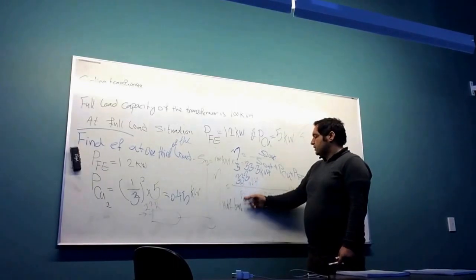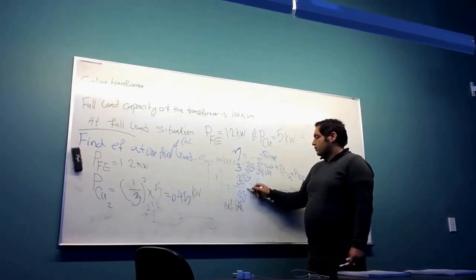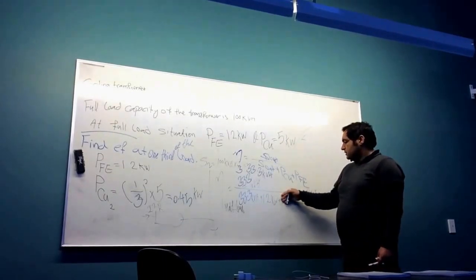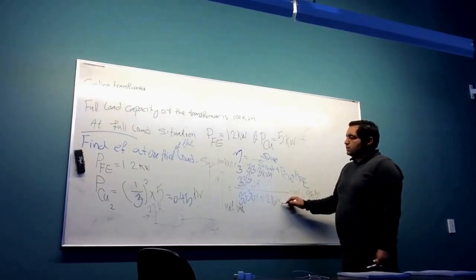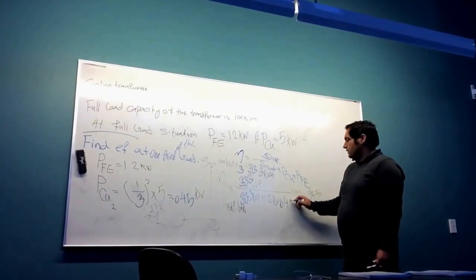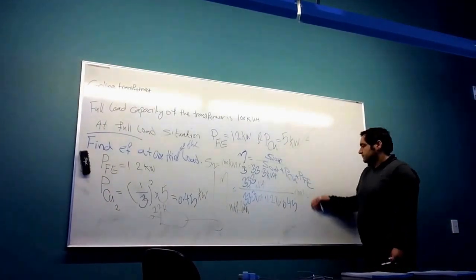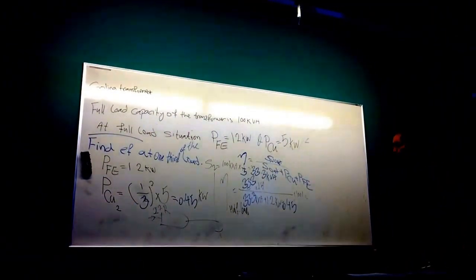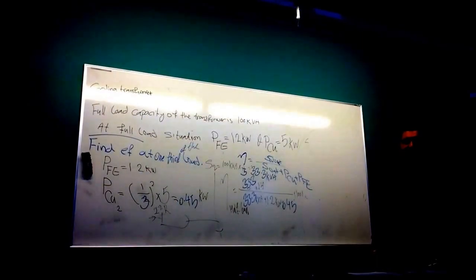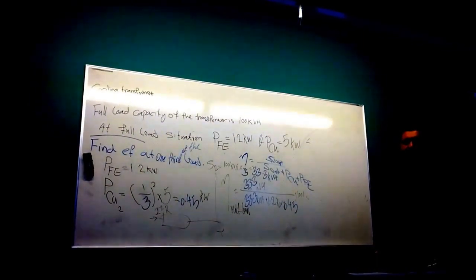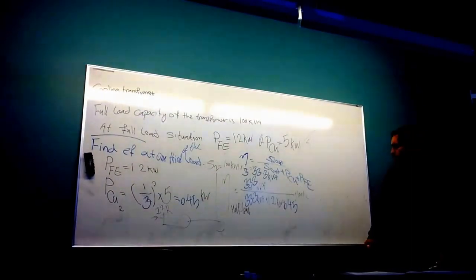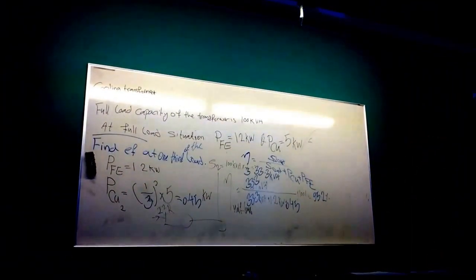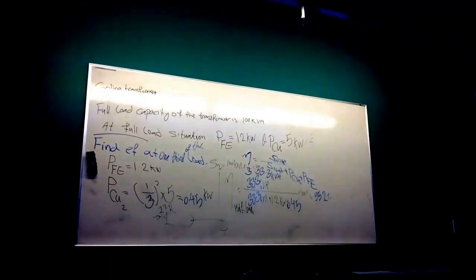So 33.3 kilovolt ampere over 33.3 kilovolt ampere plus 1.2, going to be the same, but here going to be 0.45. How much is the new efficiency? It's gonna be 95.2%. Awesome. So, any other question?